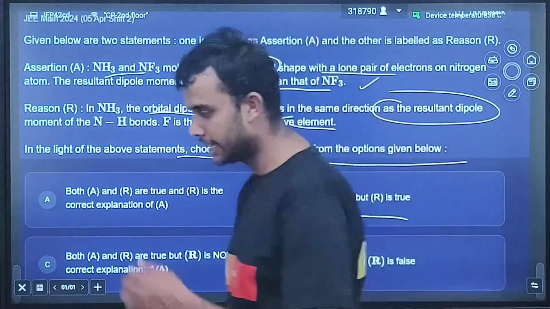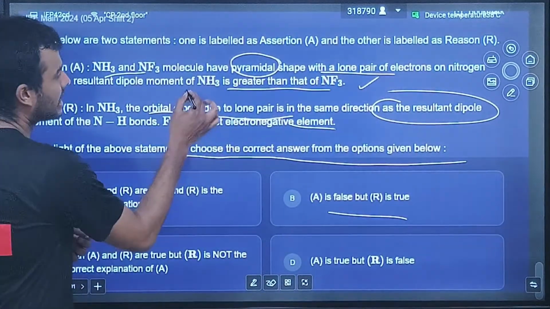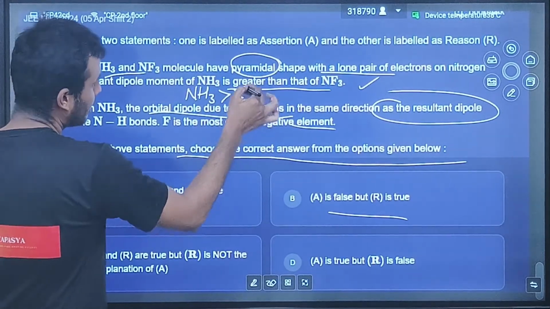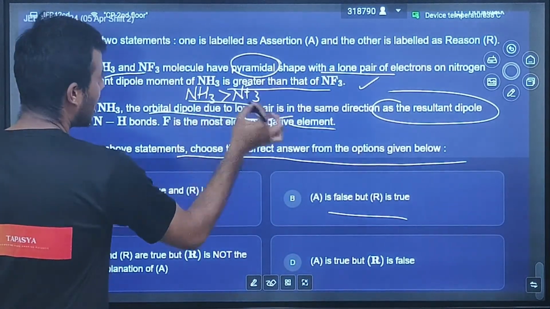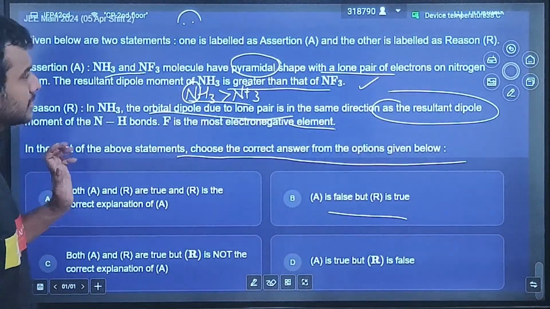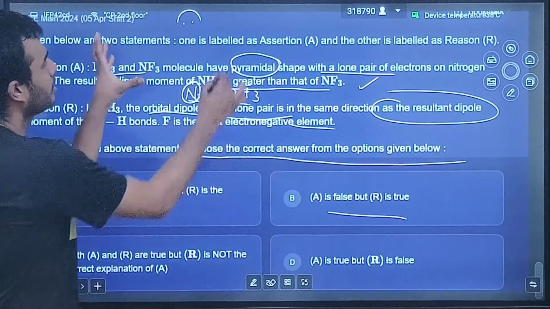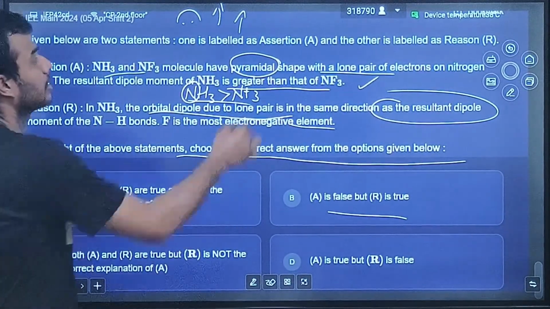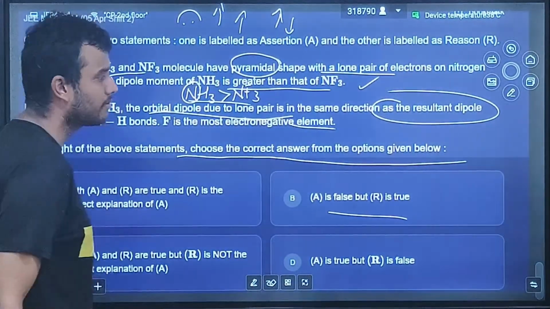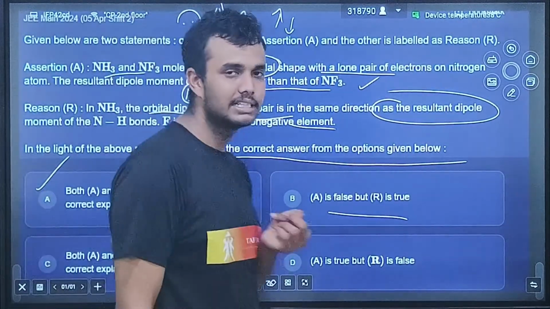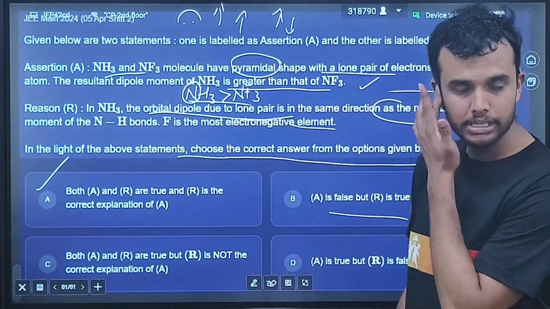Okay, I will explain here, guys. Obviously, the exception in the case of dipole moment is NH3 has more dipole moment than NF3. Both are correct. Why? Ammonia exhibits dipole moment due to the presence of the lone pair. Here, my dear students, this and this one both are moving in the same direction. But in NF3, it is the opposite. Remember now? That's why this is the answer. Both assertion and reason are correct. Reason is the correct explanation.